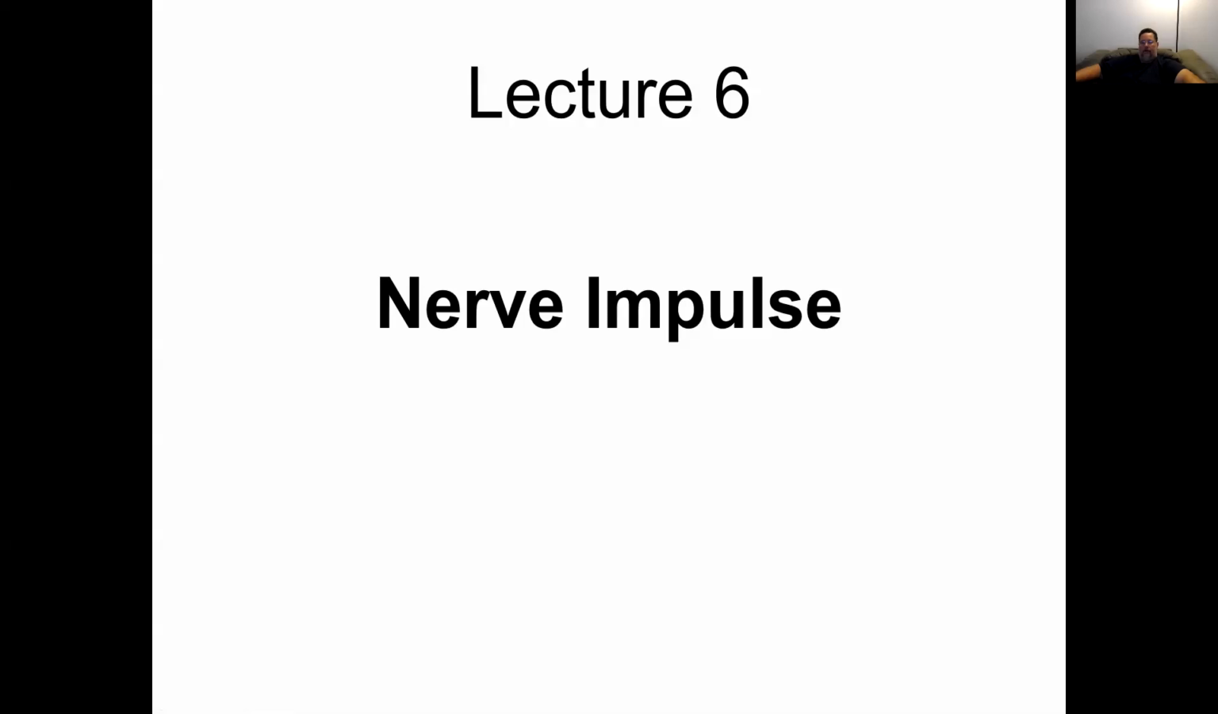Okay, so now we're going to go ahead and start lecture 6. And this one is going to start talking about how a nerve impulse actually works. I gave you some basic ideas of what a nerve looks like, how the basic nervous system is set up, and I also talked about the unsung heroes, the glial cells. Now we're going to move on to talking about how a nerve impulse works.